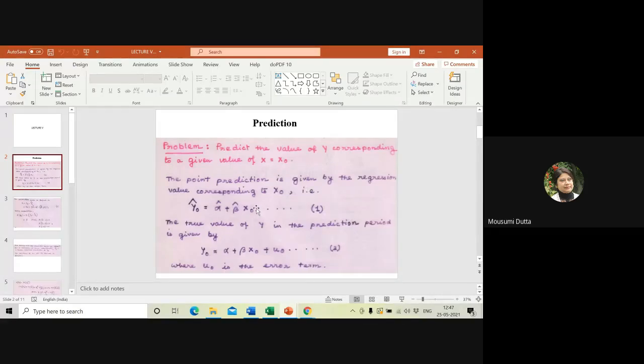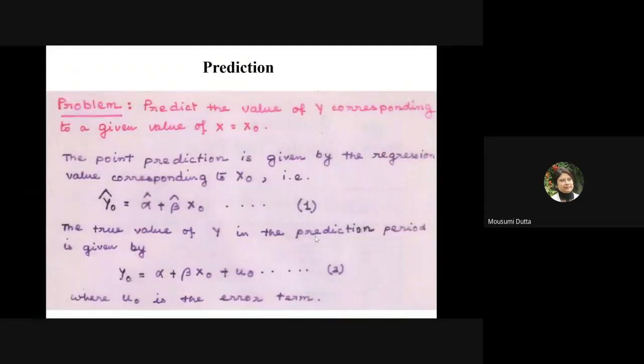Okay, so there are two types of predictions, point prediction and interval prediction. In case of point prediction, you have to find a specific value of Y naught. In case of interval, you have to set an interval for this Y naught. So the point prediction is given by the regression value corresponding to X naught. This is given by equation number 1. The true value is like this.